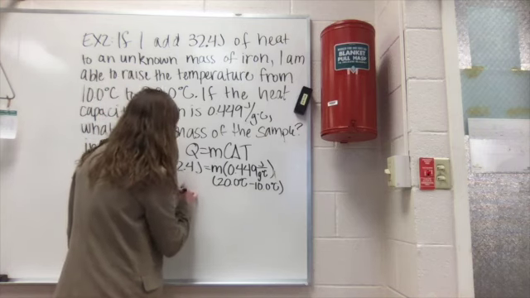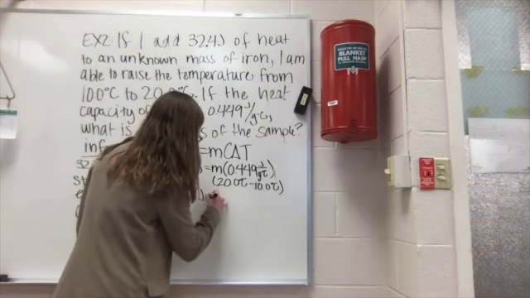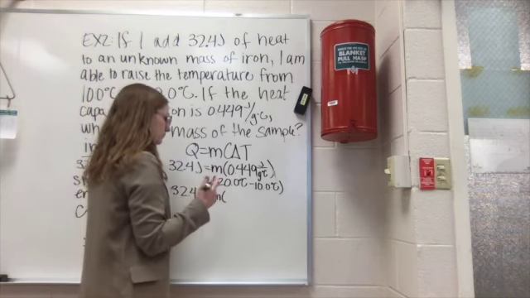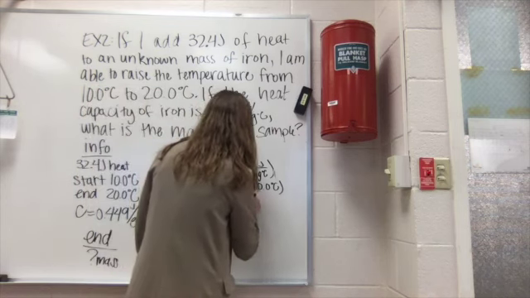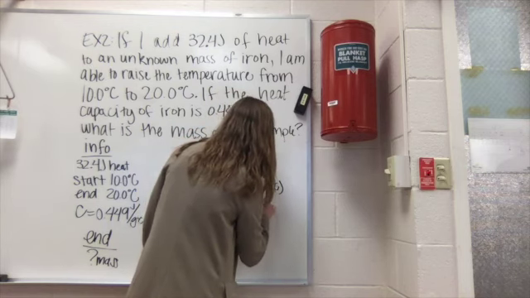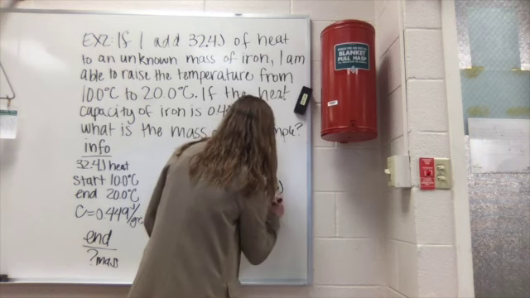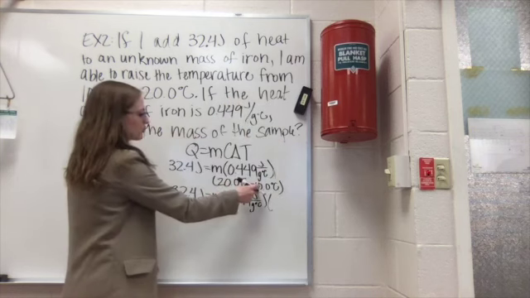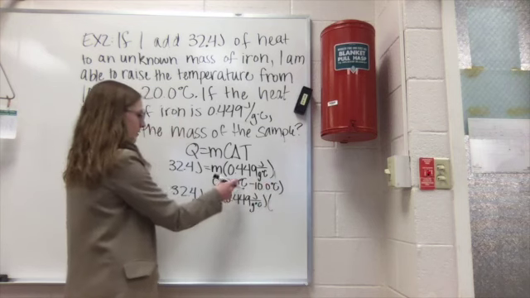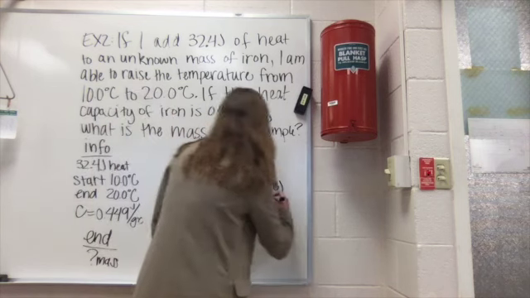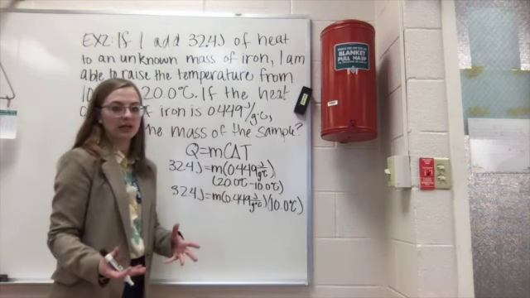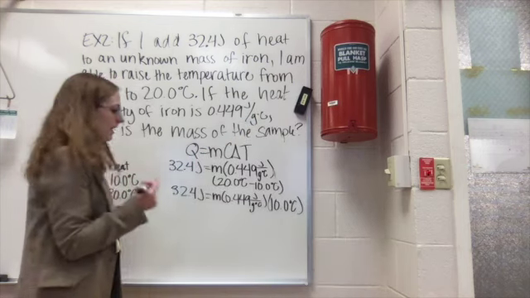So if I have 32.4 joules equals M times 0.449 joules divided by grams degrees Celsius. And then if I do this subtraction, I get 20.0 degrees Celsius minus 10.0 degrees Celsius. They both have 1 after the decimal point. So if I do that subtraction, I get 10.0 degrees Celsius, making sure I keep my significant figures correct.